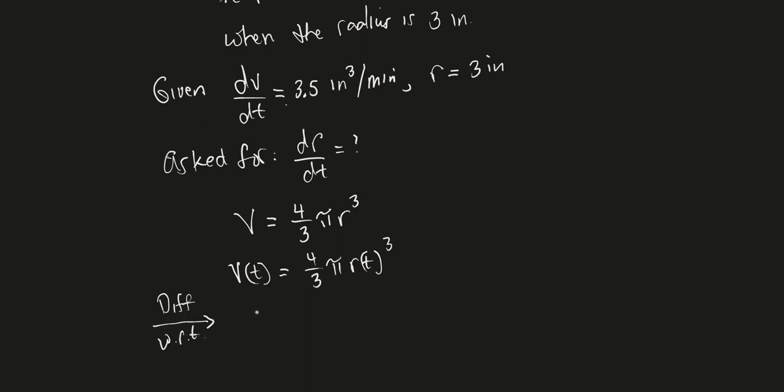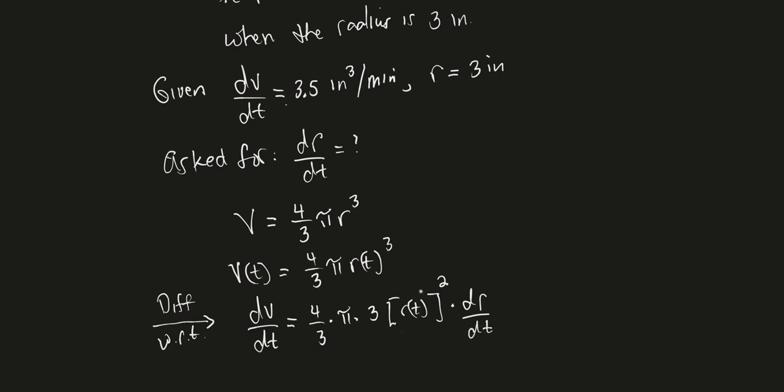well, this side will give me dV/dt. The 4/3 is a constant multiple, so that comes down. The pi is a constant multiple, so that comes down. And here I will need my chain rule. So bring down the power, so I'll have 3. Then I keep the inner function, which is my r of t, my radius. Subtract 1 from the power, that's what my power rule says to do. And then the chain rule says I have to multiply by the derivative of the inner function. Well, the derivative of r of t is dr/dt.